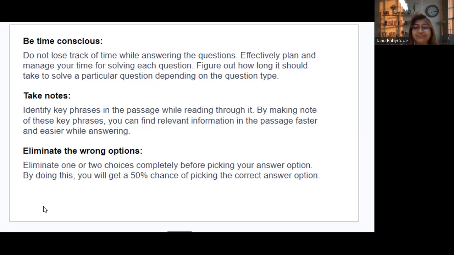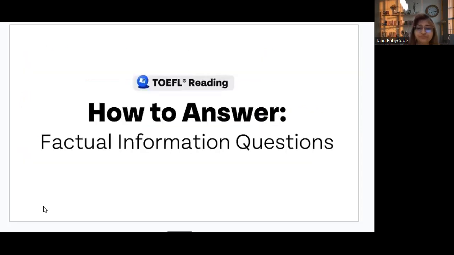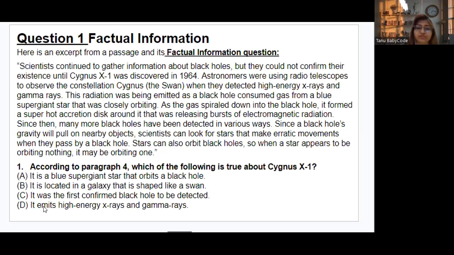Take notes, identify your keywords in the passage, eliminate the wrong options. By eliminating one or two choices, you will get a 50% chance of picking the correct answer options, right? So let's look at some of the question types, factual information questions.